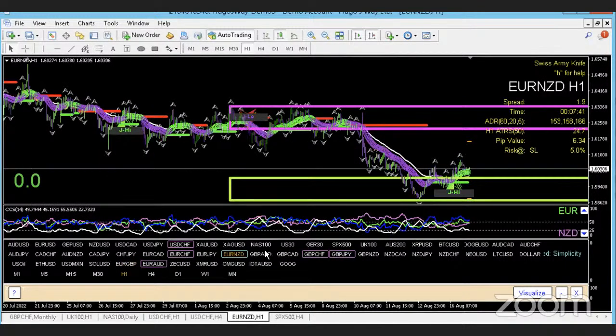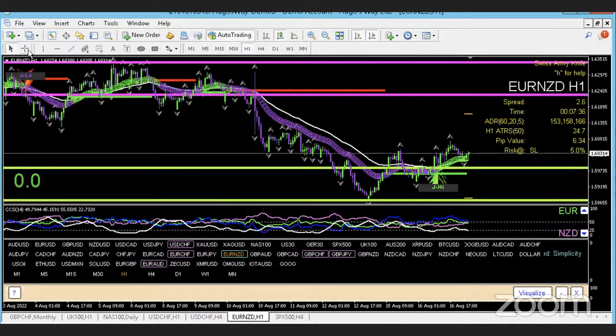EURNZD was next. Let's see. This one is the one that had no entry, and I'll zoom in just so you can see it really, really clearly.